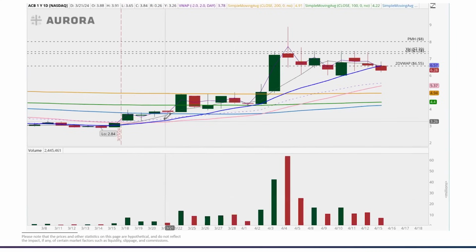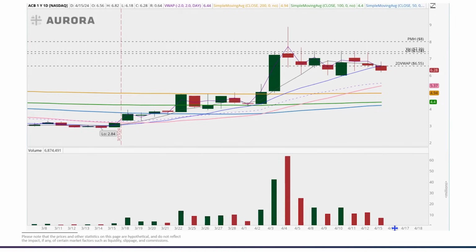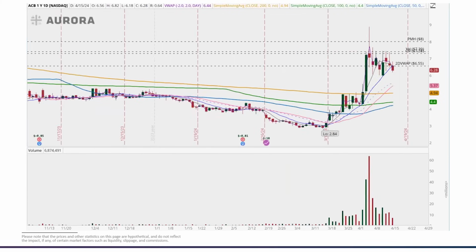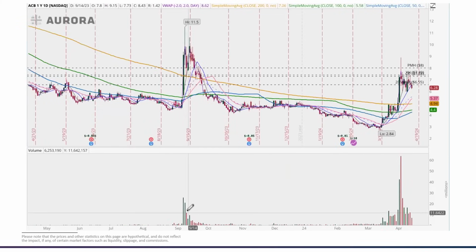From there, ACB is just in this consolidation between $5 and $4, but interestingly enough, we also have the 200-day moving average, which is this yellow line here, acting as resistance. When we're looking at a daily chart, everyone should be looking at these simple moving averages. The 200, the 100, the 50, 20, 10, and 5. We see the 100 acting as support and the 200 acting as resistance, and we're seeing volume start to flow into ACB for the first time since September.